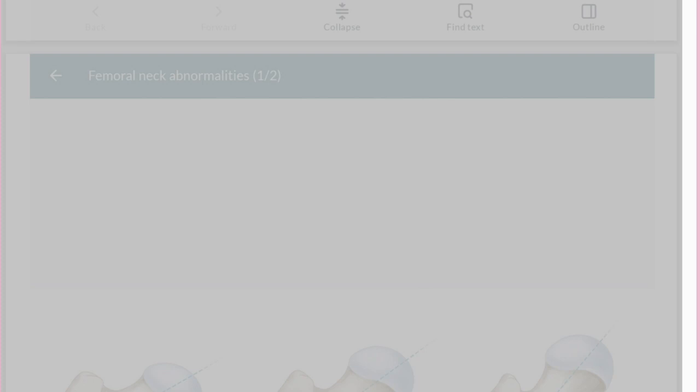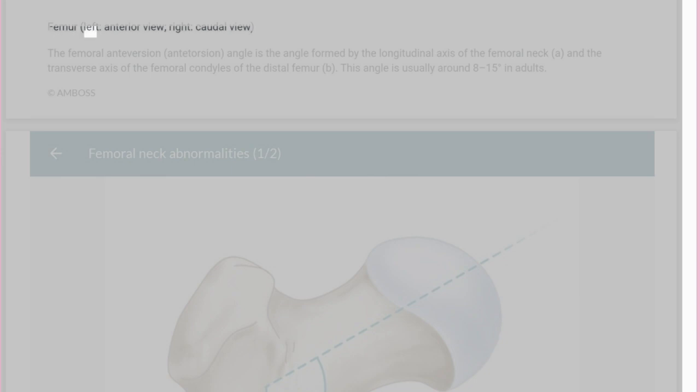Femoral neck abnormalities. Femoral anteversion angle. Femur, left, anterior view, right, caudal view.